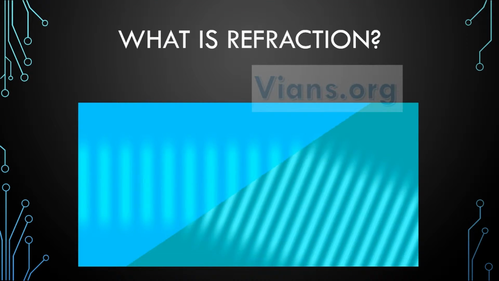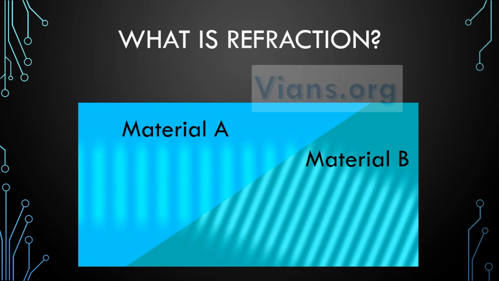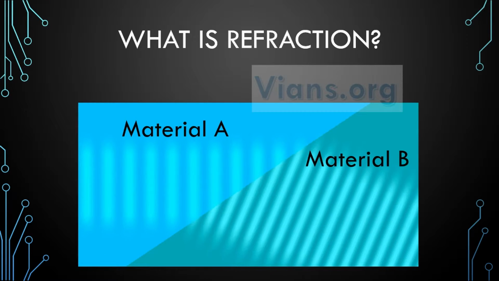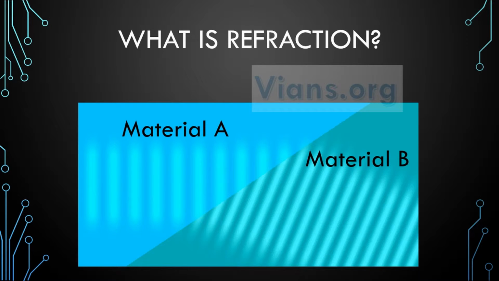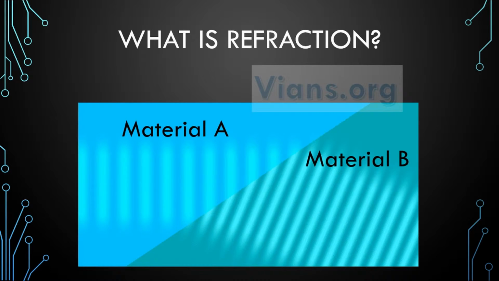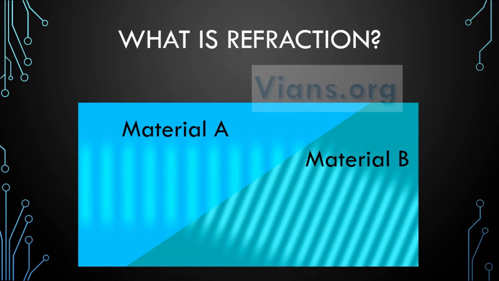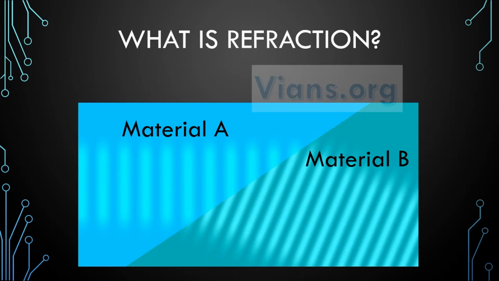Now let's look at refraction. So we have two medias here, material A and material B. A wave, let's take a light wave, passes through these two mediums. When it passes through material A and through to material B, you see that there is a bending. That's because the speed at which the wave or light travels is going to be different in these two materials. That causes a bending of the wave, which is a light wave in this case. Let's look at an example to make it much clearer.